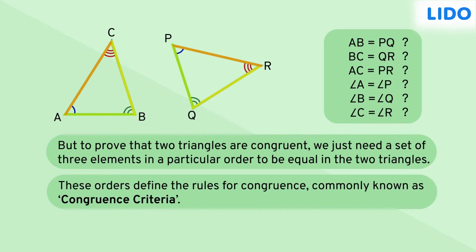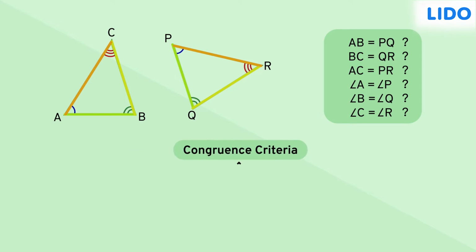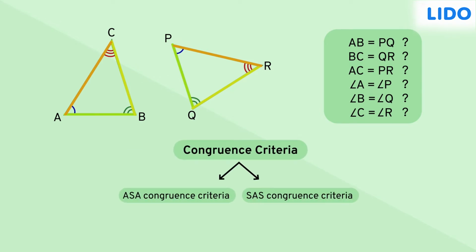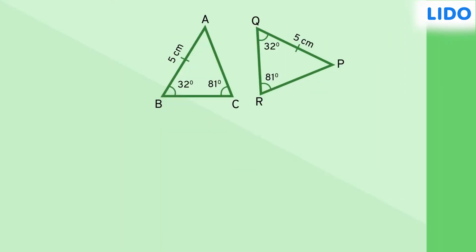These orders define the rules for congruence, commonly known as congruence criteria. We already know 2 such criteria, the ASA and the SAS Congruence Criteria. Let's look at one other criterion for congruence.